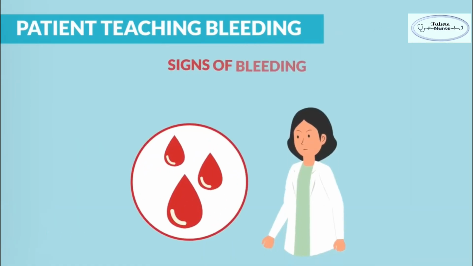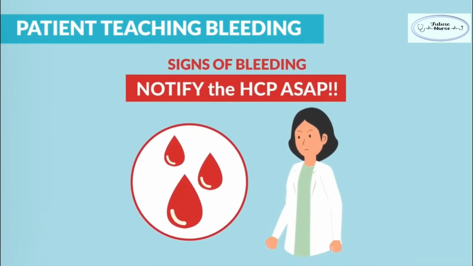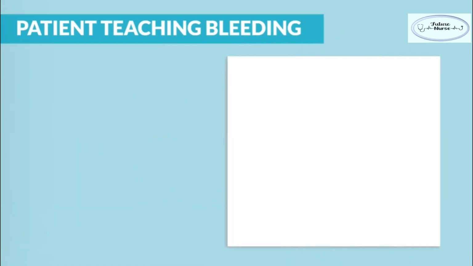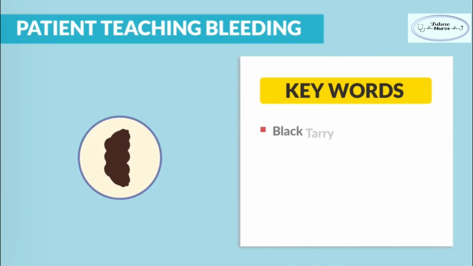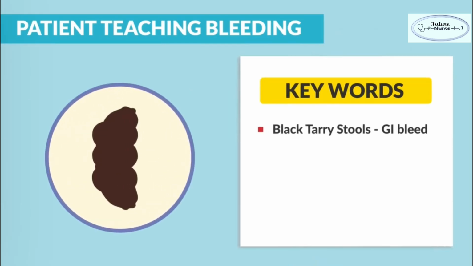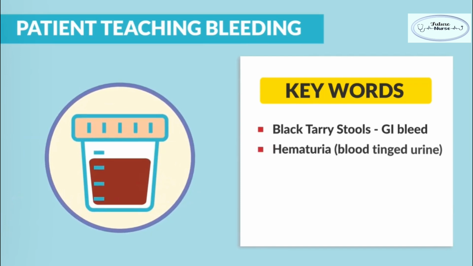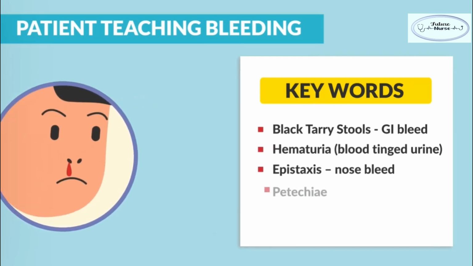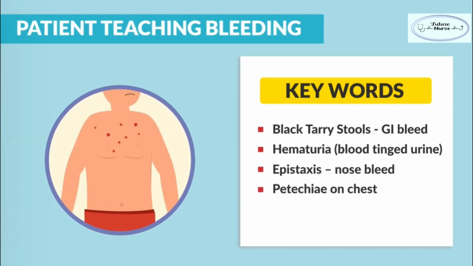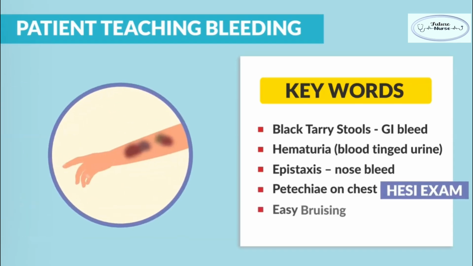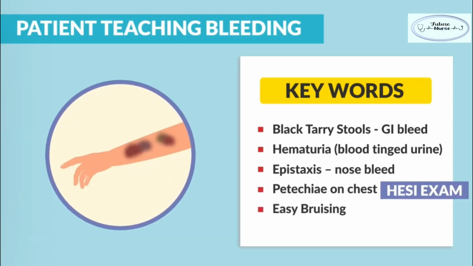Now we monitor signs of bleeding and we notify the HCP ASAP. Keywords used on ATI was black tarry stools, usually indicating a GI bleed, hematuria, or blood-tinged urine, epistaxis, or nosebleed, and even petechiae on the chest, mentioned by Hesi, and easy bruising.